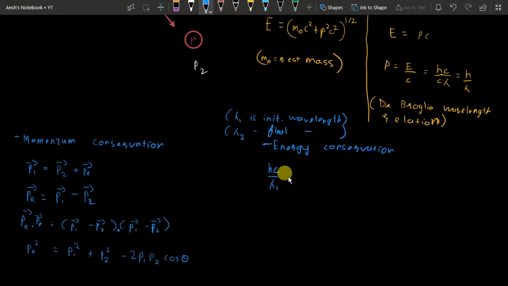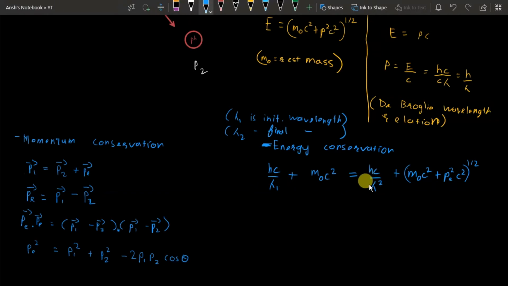So in our energy conservation, we'll have the energy of the photon hc over lambda 1 plus only the rest mass energy of the electron, which will be m naught c squared. And then in the final stage of the system, we'll have the energy of the photon, which will be hc over lambda 2, where lambda 2 is the final wavelength. And this time we'll have energy corresponding to the rest mass of the electron as well as its momentum, which will be the square root of m naught squared c to the fourth plus pe squared c squared. So this is our energy conservation equation.